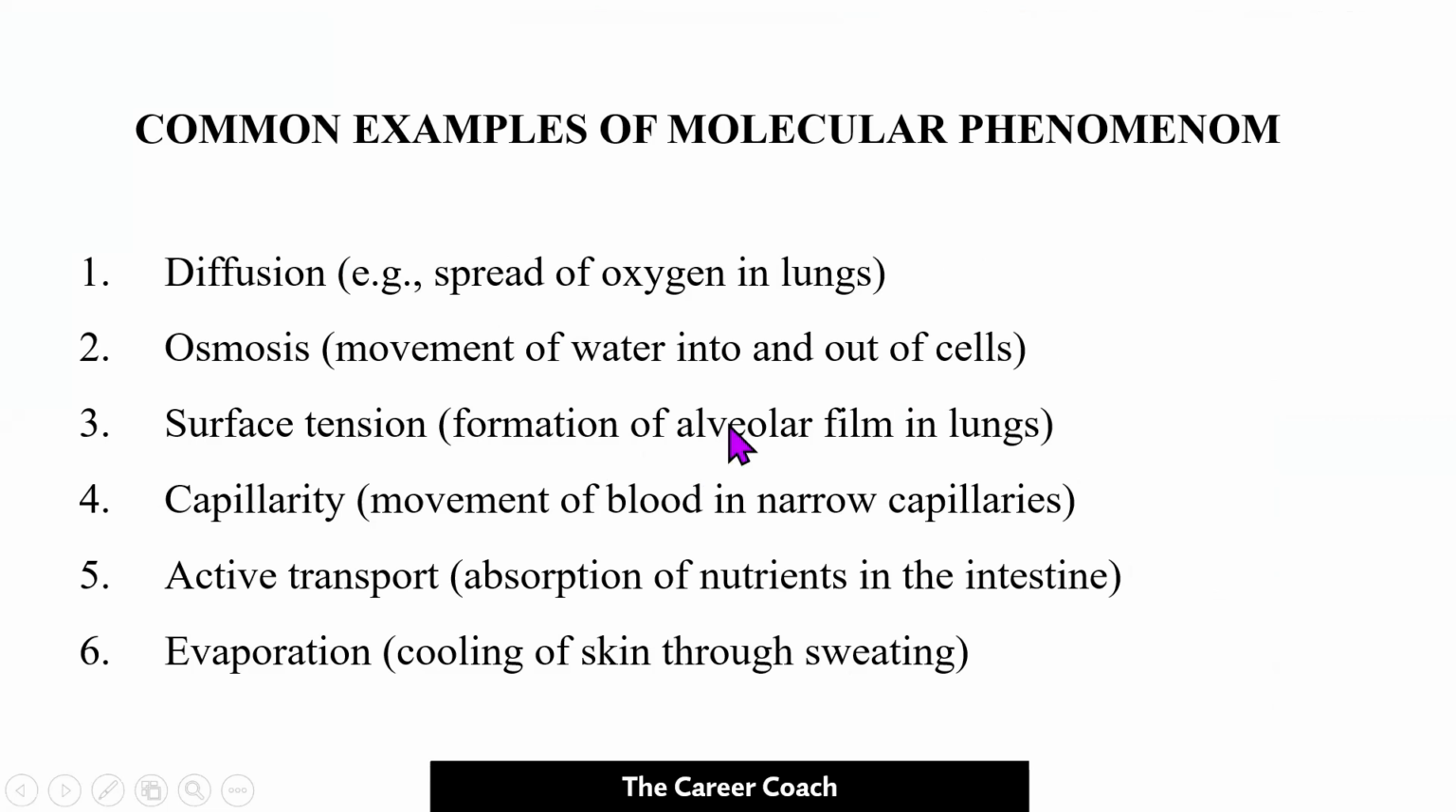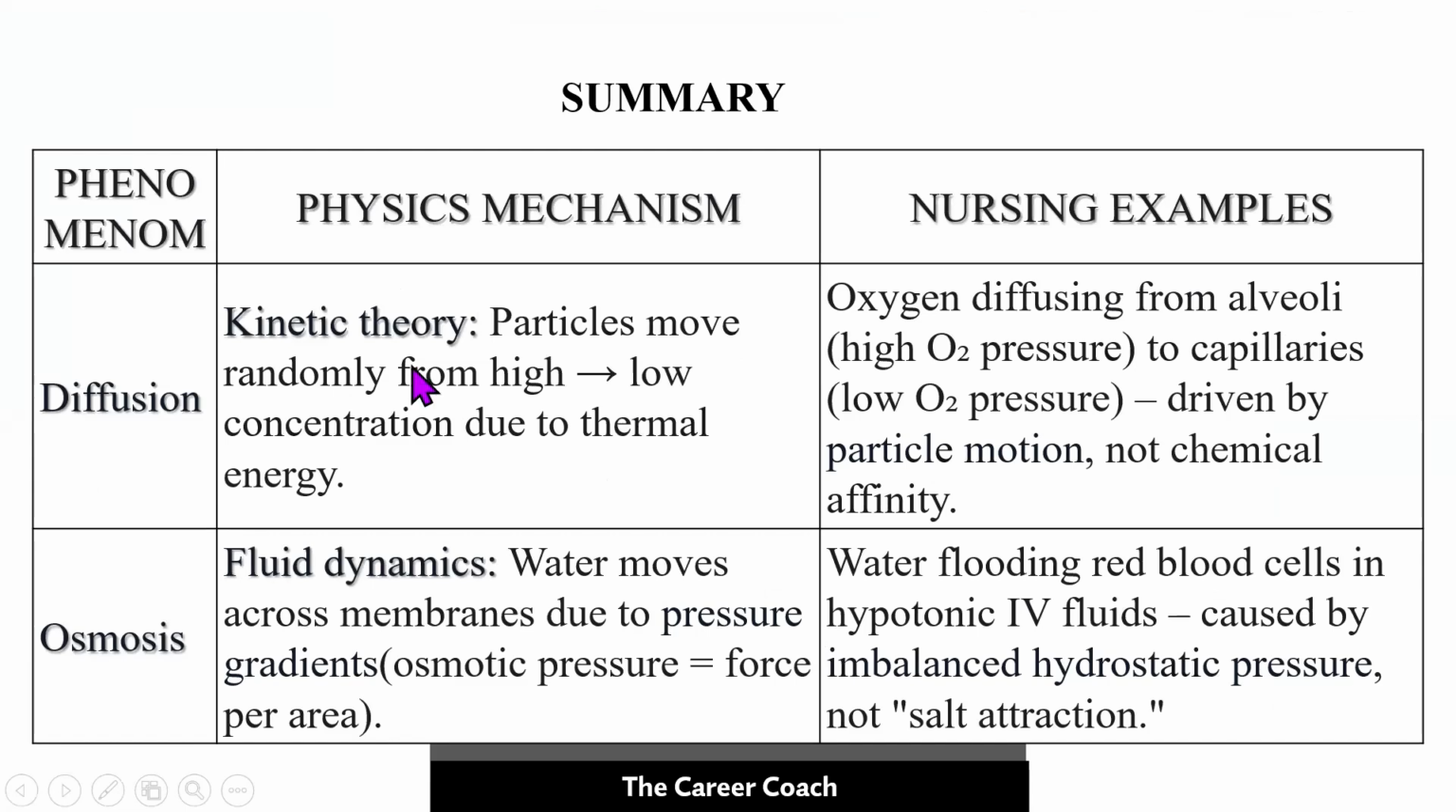Surface tension: formation of the alveolar film in the lungs is an example. Capillarity: movement of blood in the capillaries is an example. Active transport: absorption of nutrients in the intestine is an example. Evaporation: cooling of the skin through sweating is an example. So as a form of summary, diffusion.